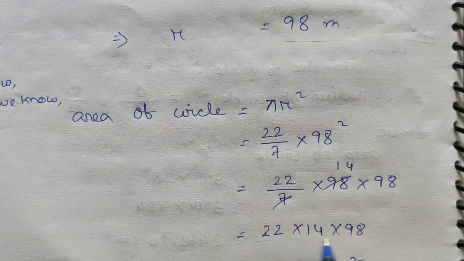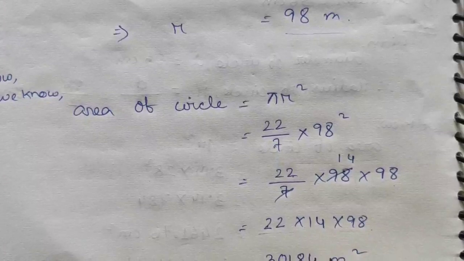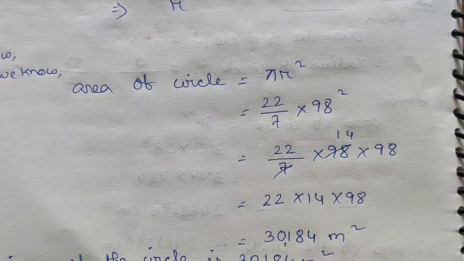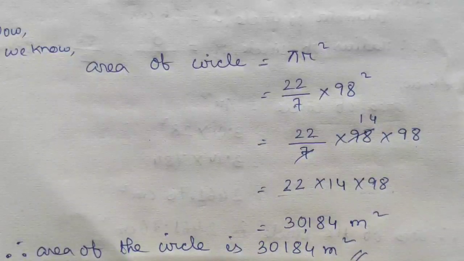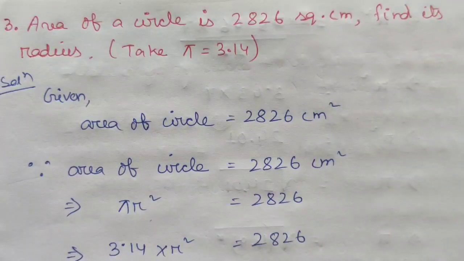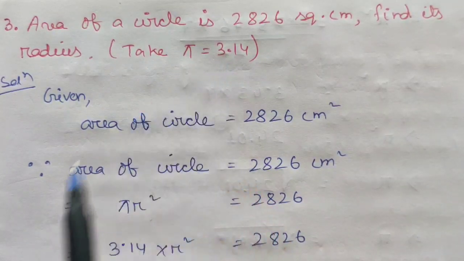If we multiply all these three terms, our answer will be what? 30,184 meter square, right? So at last we will write: therefore, area of the circle is 30,184 meter square. So here we are with our question number 3. That is, the area of a circle is 2826 square centimeter. Find its radius and take pi as 3.14.